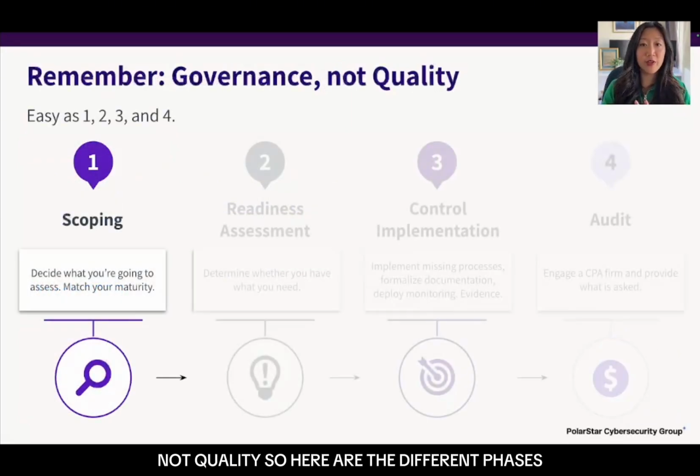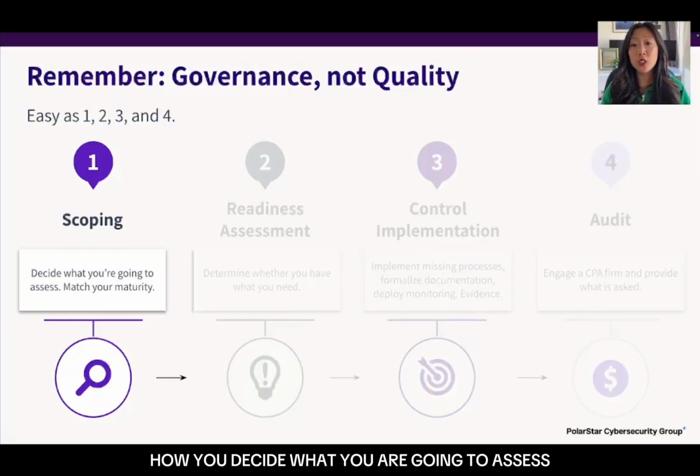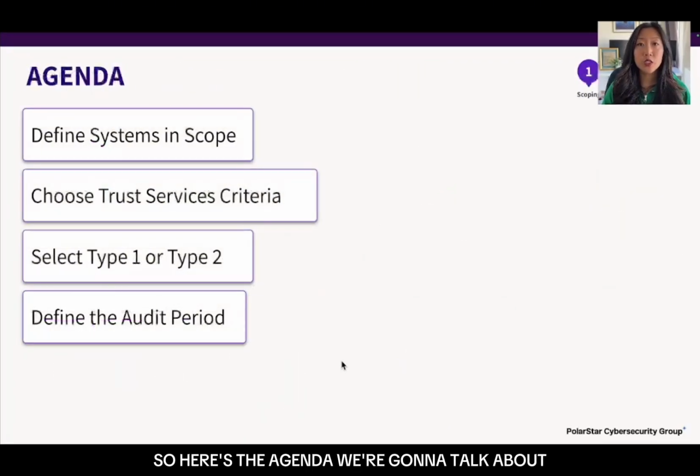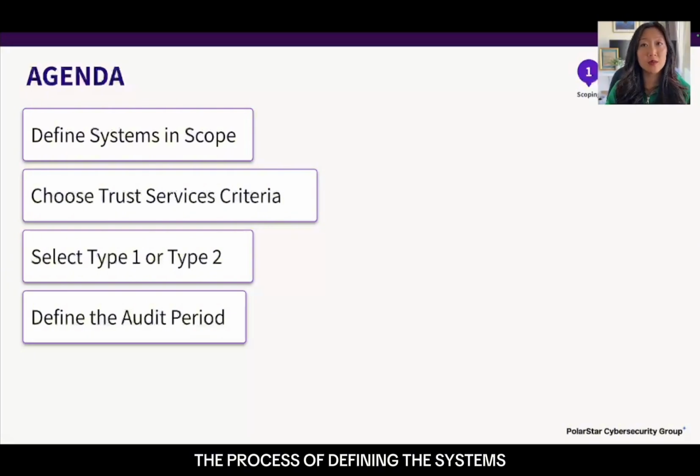So here are the different phases. And today we're going to talk about how you decide what you are going to assess. Important note, match your maturity. So here's the agenda. We're going to talk about the process of defining the systems that are going to be within scope, choosing the appropriate trust services criteria, selecting type 1 or type 2, and defining the audit period.